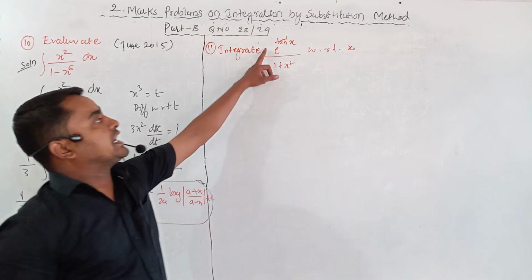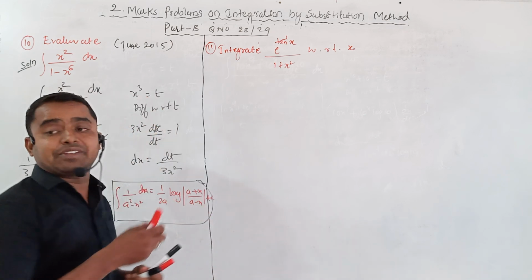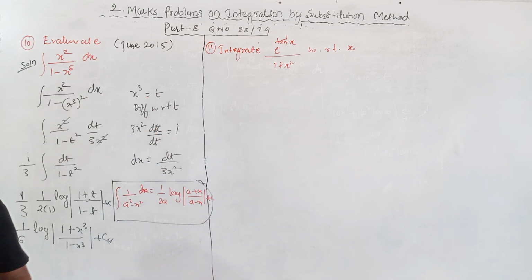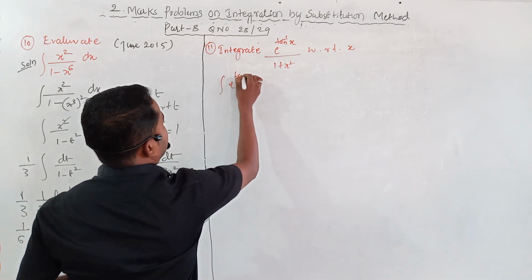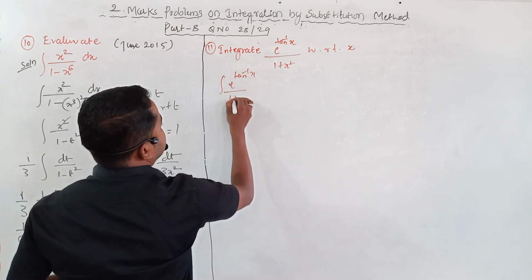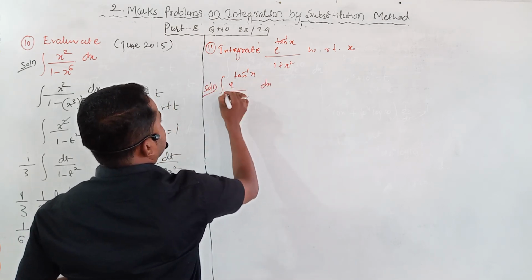Integrate e raised to tan inverse x divided by 1 plus x square with respect to x. It's a very simple problem because the derivative of tan inverse x is what? 1 by 1 plus x square. Now integrate e raised to tan inverse x divided by 1 plus x square dx. Write the first step.